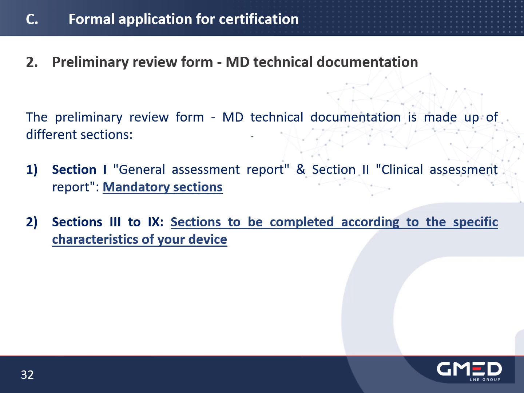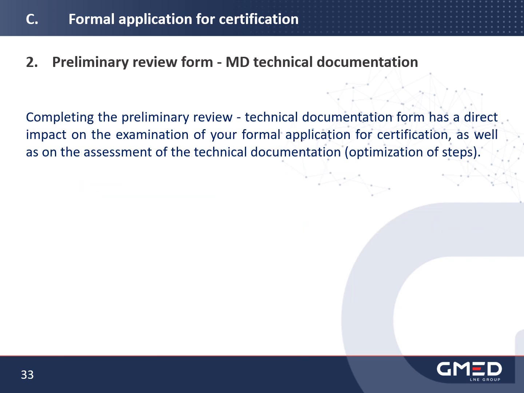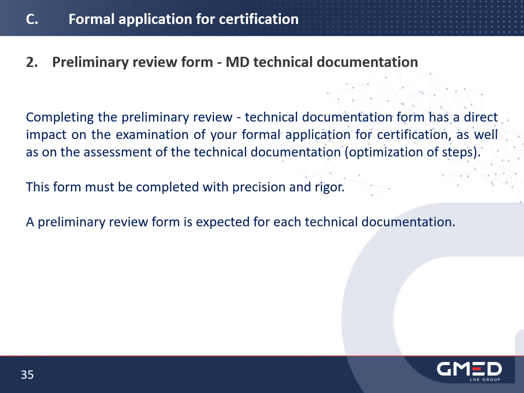Sections 3 to 9 correspond to specific sections to be completed according to the specific characteristics of the devices covered by the technical documentation. Completing the preliminary review of technical documentation form has a direct impact on the examination of your formal application for certification, as well as on the assessment of the technical documentation. The form must be completed with precision and rigour. We remind you that a preliminary review form is expected for each technical documentation to be submitted.